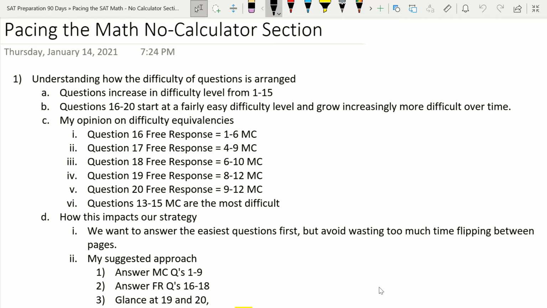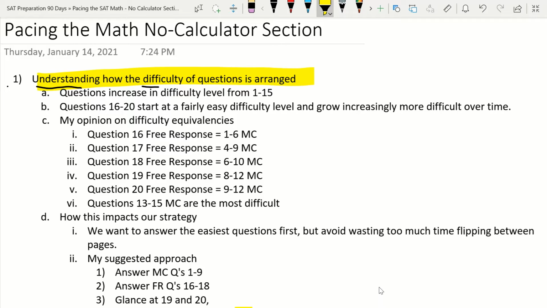And let's go and get started with number one. Okay, so the first thing we need to understand with how we're going to pace the Math No Calculator section is we need to understand how the difficulty of the questions is arranged. Okay, so what we need to know is that the difficulty of each question on the Math No Calculator section is different, okay? There are questions that are easier and questions that are harder, okay?